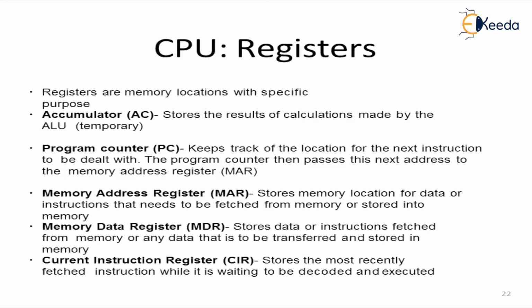So it will check whether the instruction which came to the address is a valid instruction or not, and then it will decide to store the data into the memory or fetch the data from some memory. It may be a cache memory or the auxiliary memory which has been connected. The memory data register stores data or instructions fetched from memory, or any data that is to be transferred and stored in the memory.